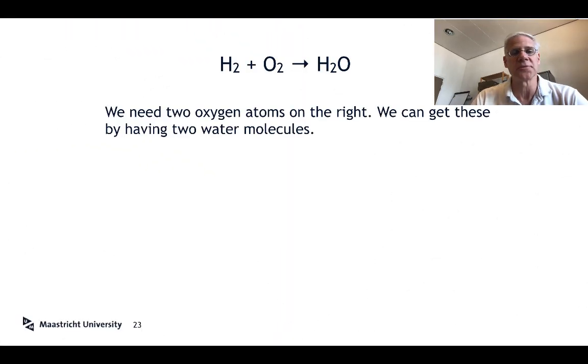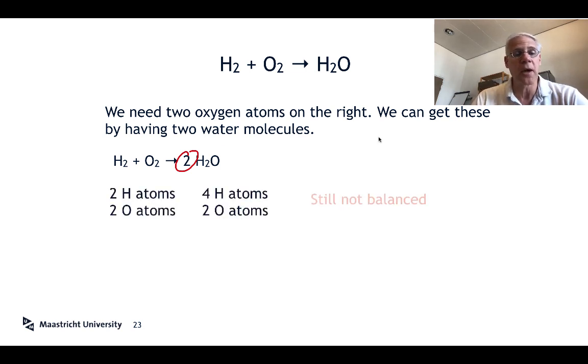So let's go ahead and balance this reaction. So here we have our H2 and O2 going to H2O. We know that we need two oxygen atoms on the right, so to do that, we need to have two water molecules. So we're allowed to change the value out in front of that molecule. So now when we check our balance, because now we have two oxygen atoms, we should be balanced.